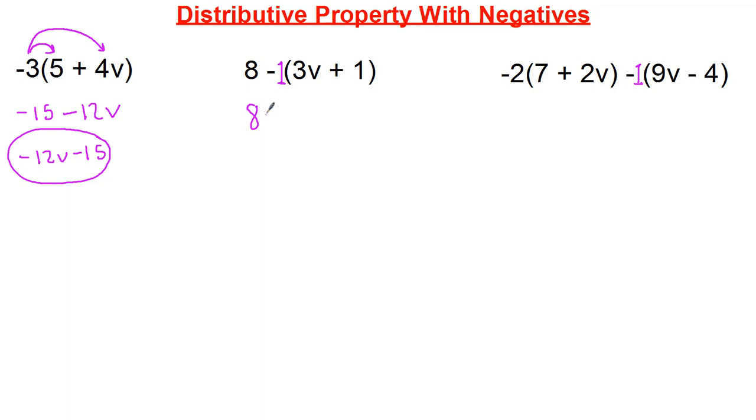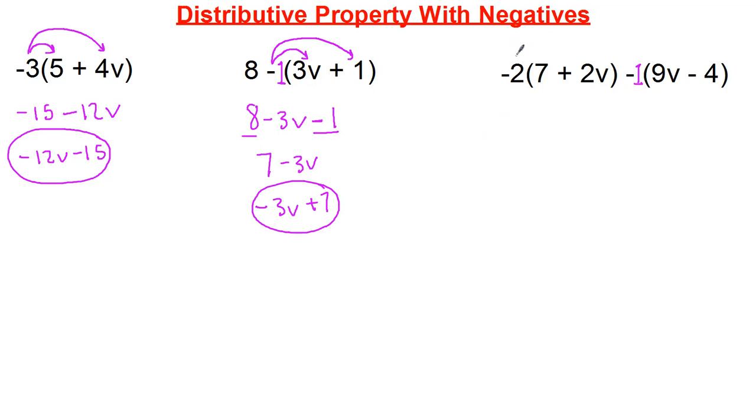Okay, so we got 8, and then we got negative 1 times 3v. Negative 1 times 3 is negative 3, and then we just keep the v. Next, we got negative 1 times positive 1. 1 times 1 is 1, but negative times a positive is a negative, so it's going to be negative 1. At this point, we could see that we have an 8 and we have a 1. These are just regular numbers. We could subtract them. So 8 minus 1 is 7, and then minus 3v. So now, like I said, I usually like to put the variables first. So I'm going to put negative 3v, and what kind of 7 is this? Positive or negative? It's a positive 7, so plus 7.